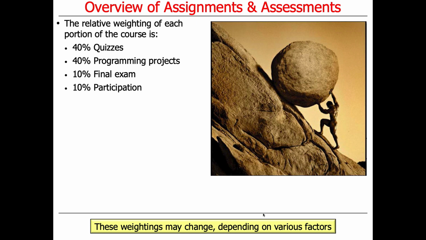This is most likely the way that we'll end up weighting the class, although there may be a little twist here I'll talk about in a second. If we have a final exam, that'll be 10% of the grade. If we have that, quizzes and programming assignments are roughly the same in terms of weight, and then there's a participation part. If we don't have a final exam, then we'll weight the quizzes 45% and the programming projects 45%. So it depends.